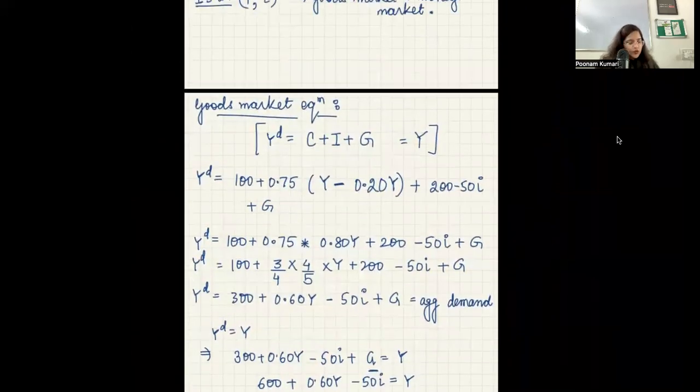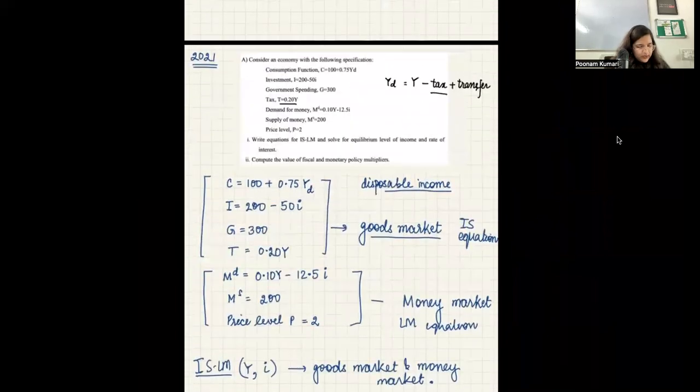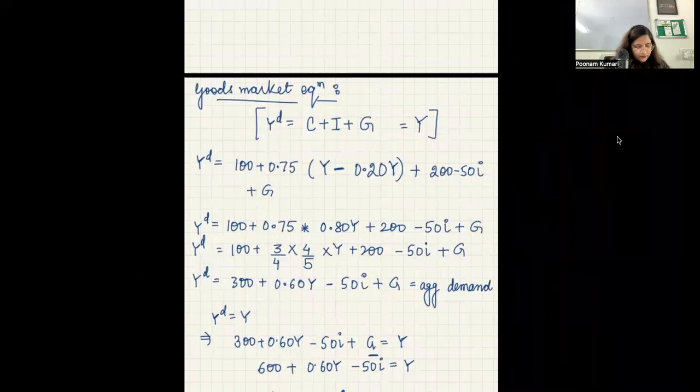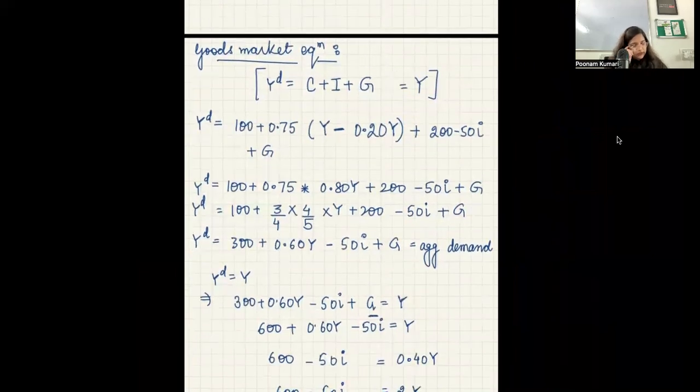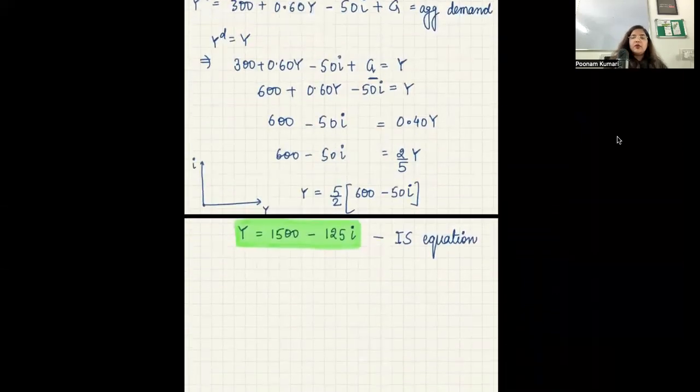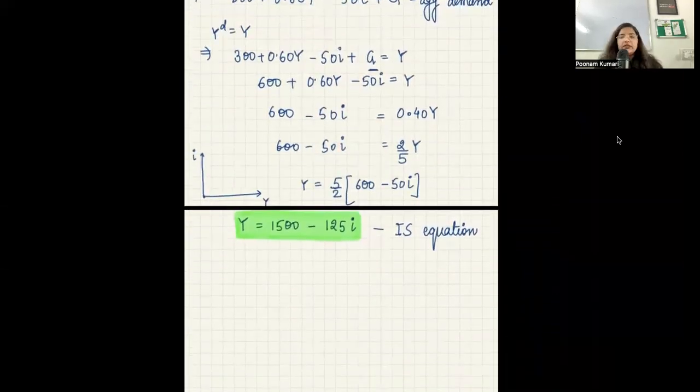ठीक है. So just checking if there are no mistakes that I've made. 100, 0.75, 250, 300. Okay. Fine. So this is, yes, 0.6, 200, 300, 600. Looks okay to me. Okay, fine. All right. So this is my IS equation here.